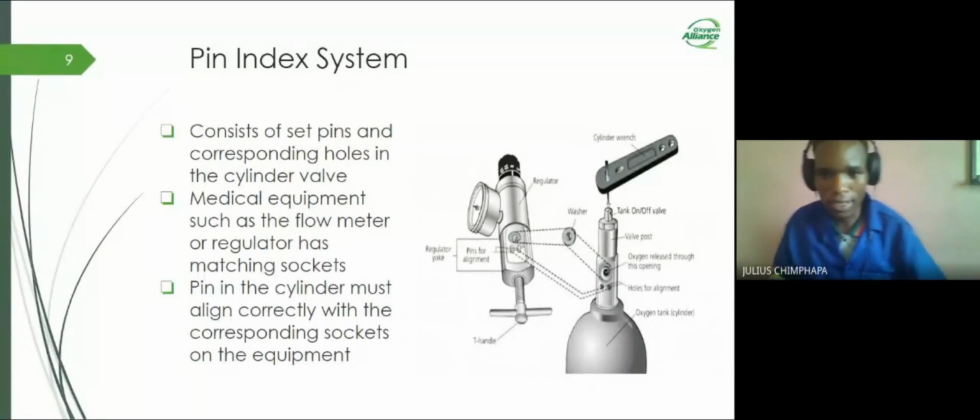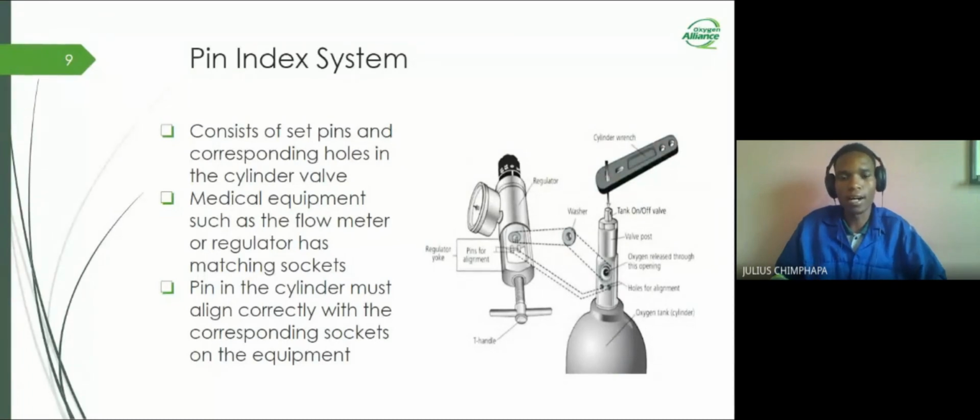So what happens is that the connector that you have, either it's a regulator or whatever you want to connect to the cylinder, needs to have the number of pins which is the same as the number of holes available in the cylinder valve, as well as the alignment has also to be the same. So you have to make sure that whatever you want to connect is matching with the pins that are available on the cylinder that you are connecting.